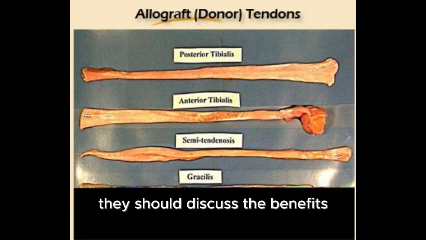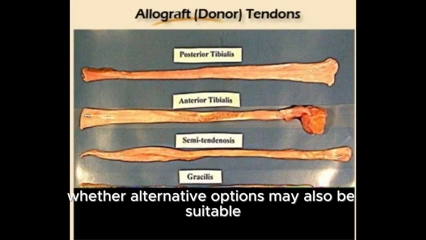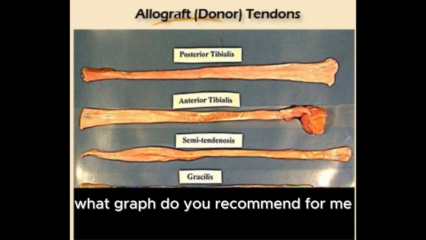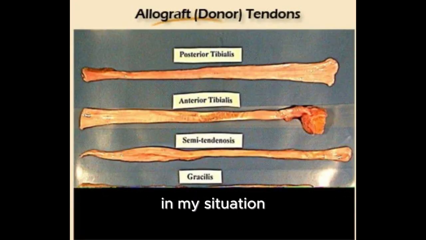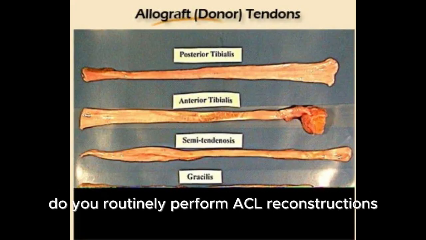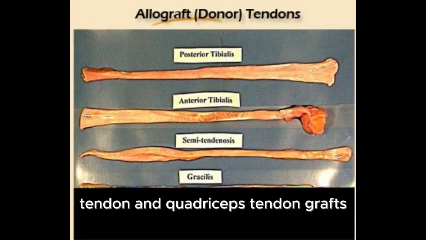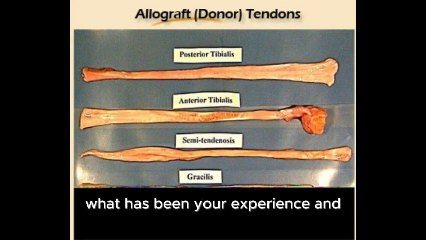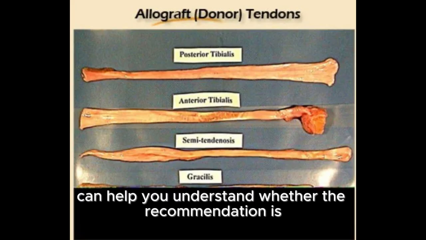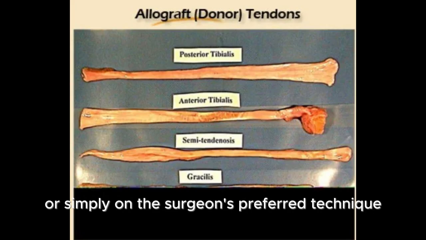They should discuss the benefits and limitations of the graft they are proposing and explain whether alternative options may also be suitable. You should feel comfortable asking questions such as, what graft do you recommend for me? Why do you think this is the best option in my situation? What are the advantages and disadvantages of the alternatives? Do you routinely perform ACL reconstructions using hamstring, patellar tendon, and quadriceps tendon grafts? What has been your experience and outcome with these different graft choices? The answers to these questions can help you understand whether the recommendation is based on your individual needs or simply on the surgeon's preferred technique.